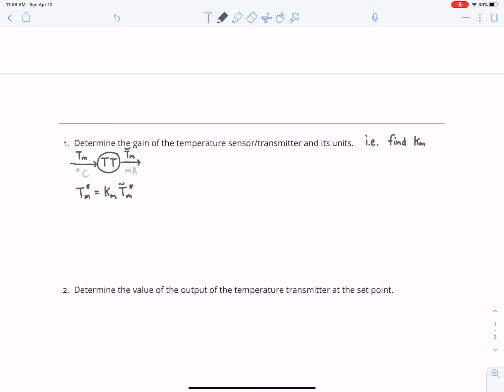Okay, so let me draw a graphical picture of what this looks like. Here we have our input, which is Tm, and this is the actual temperature. And then your temperature transmitter outputs Tm tilde, which is a milliamp signal representation of your temperature. And because this is an industry standard temperature transmitter, its output is between 4 and 20 milliamps. So here's 4 and here's 20.